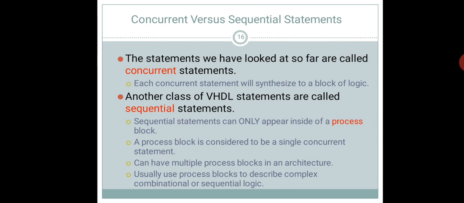Now we'll look into concurrent versus sequential statements. The statements we have looked at so far are concurrent statements. Each concurrent statement will synthesize to a block of logic. Another class of VHDL statements is called sequential statements. Sequential statements can only appear inside a process block. The process block is considered to be a single concurrent statement. You can have multiple process blocks in the architecture. Usually we use process blocks to describe complex or sequential logic.